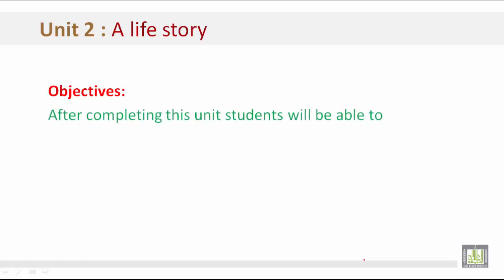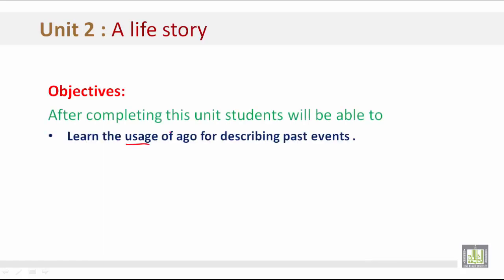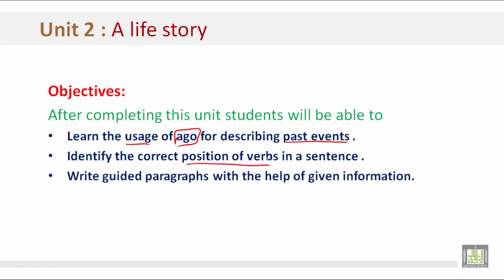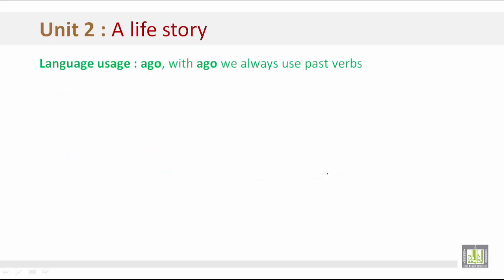Objectives. After completing this unit, students will be able to learn the usage of ago for describing past events, identify the correct position of verbs in a sentence, and write guided paragraphs with the help of given information. Unit 2, A Life Story. Language usage. Ago. With ago, we always use past verbs.